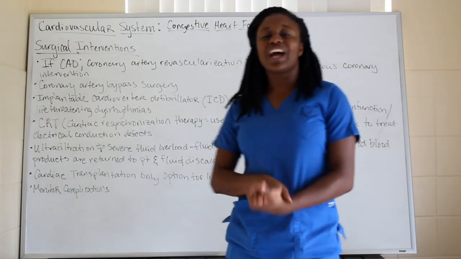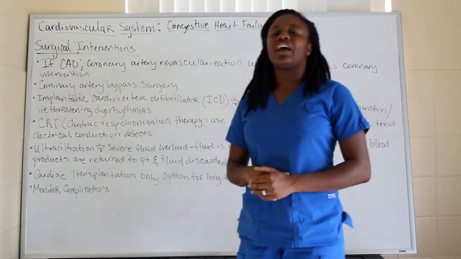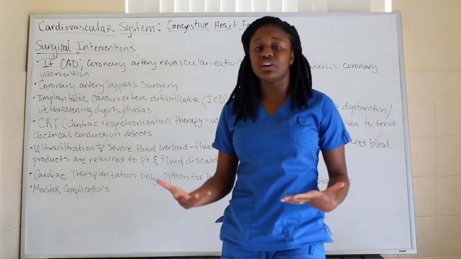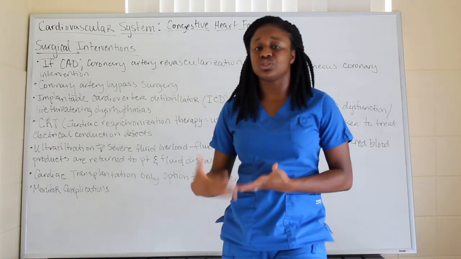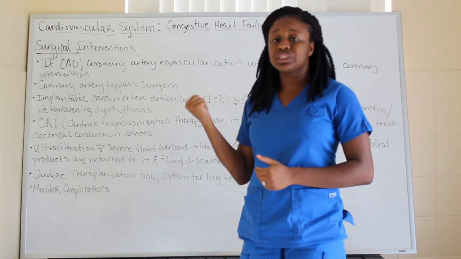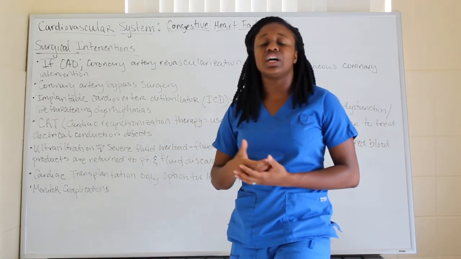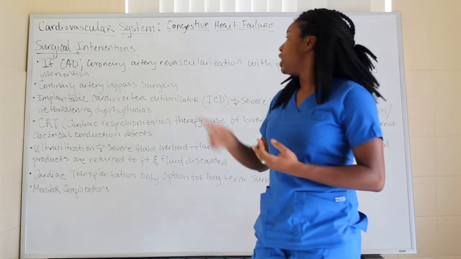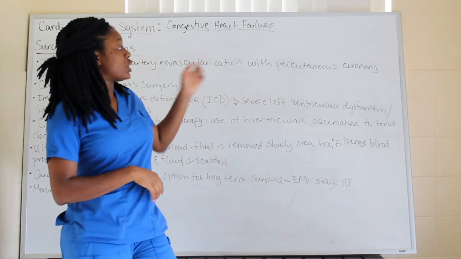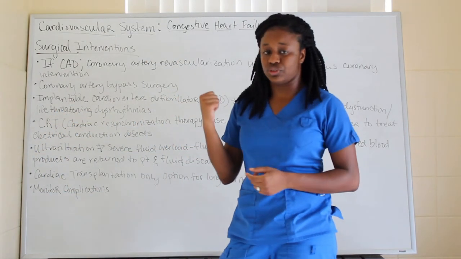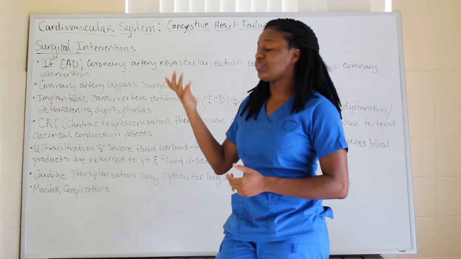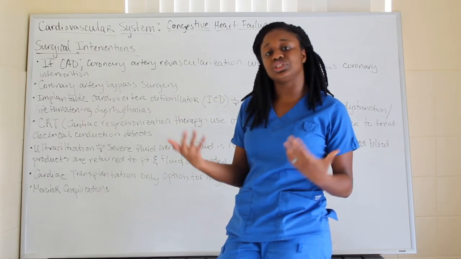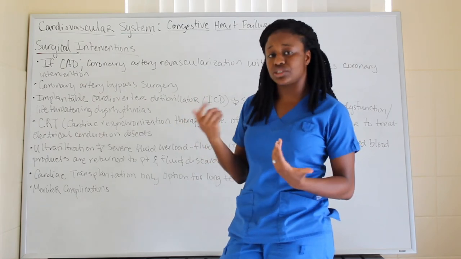And last but not least, we have our surgical interventions. And of course, you're going to do the surgical interventions if medications and everything have failed, right? And you're going to try to use this as a last resort. So with that said, if the reason for the heart failure is because of CAD, which is coronary artery disease, right? You may want to do a coronary artery revascularization with percutaneous coronary intervention, okay? Also, if that doesn't help, or depending on the route that the surgeon decides to use, they may do a coronary artery bypass surgery, okay?